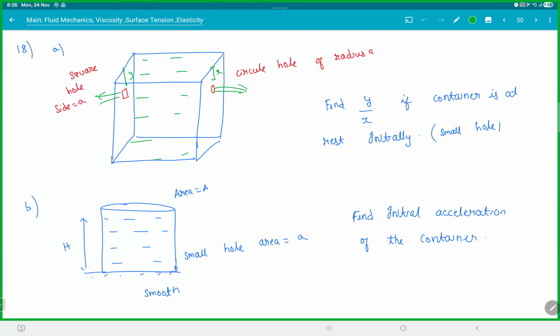Let's get these two. So we have a cube here. On the right side, you made a circular hole. On the left side, you made a square hole. Radius is a, side is a. Find the distance y by x, the depth, so that initially the container is at rest.